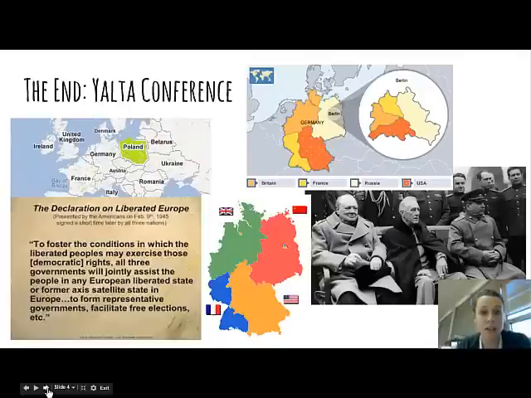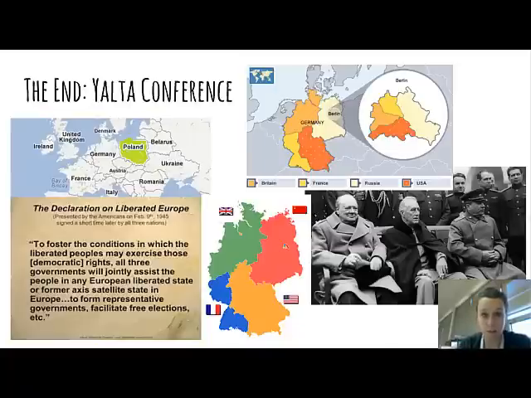So towards the end of the war, the big three, which are Churchill from Great Britain, Roosevelt from the US, and Stalin from the Soviet Union, met at the Yalta Conference. They met intending to plan how things were going to go after they had defeated the Axis powers in Europe. They discussed three things specifically that are important for you to know.